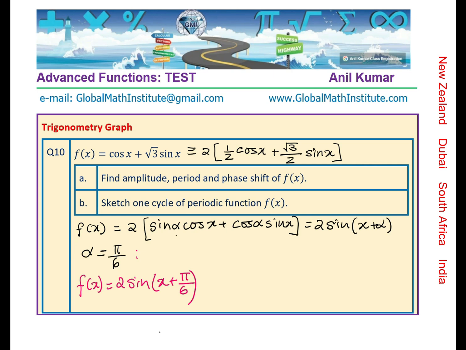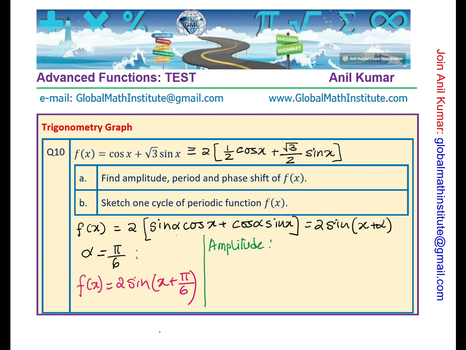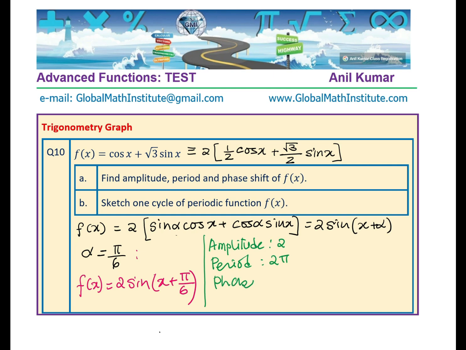So now we can answer what is amplitude, what is period, and what is phase shift. So the amplitude is 2, period is 2 pi, right? And phase shift is left, we can write minus pi by 6, left pi by 6, correct? So that is how we get all the parameters. Now it is a question of sketching this particular sine wave, one wave for this, right? So let's do that part.